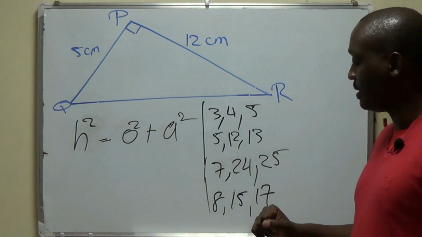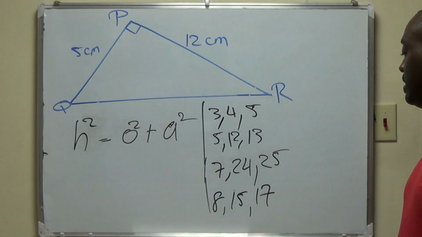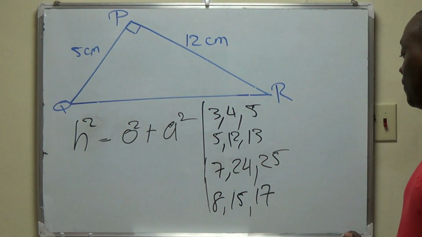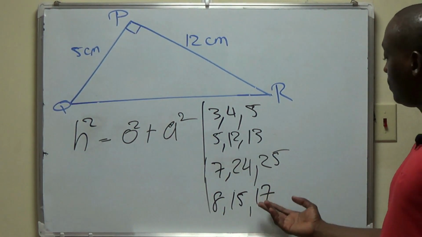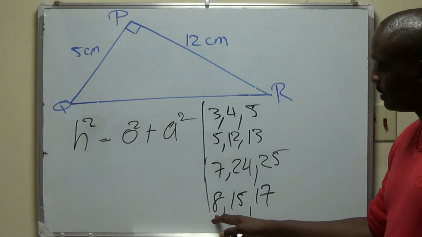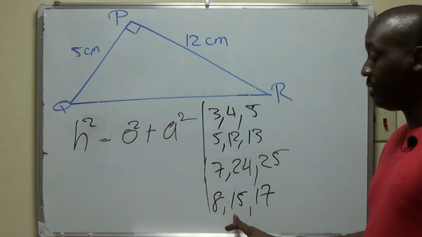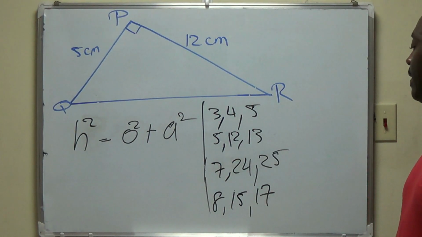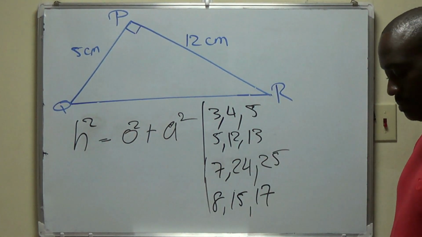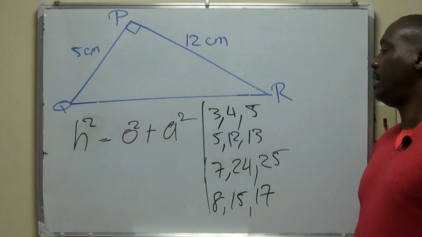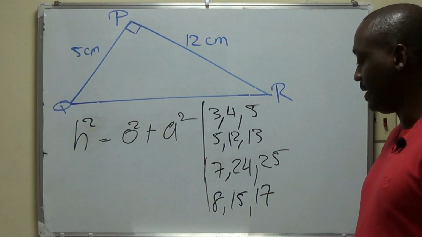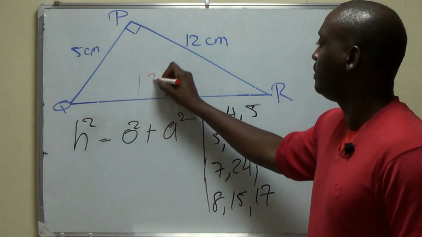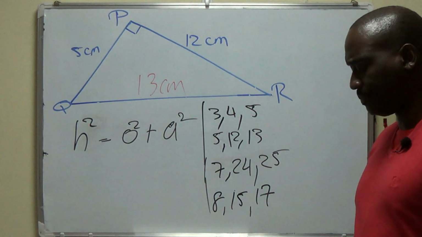We know that 8 squared is 64. We know that 15 squared is 225. And we know that 17 squared is 289. So 17 squared is equal to 8 squared plus 15 squared. In other words, 289 is equal to 64 plus 225. And by that arithmetic, we know immediately that the answer for this is 13 centimeters for QR.